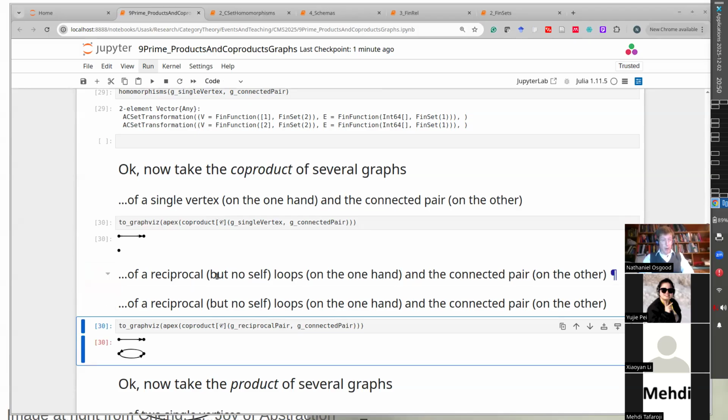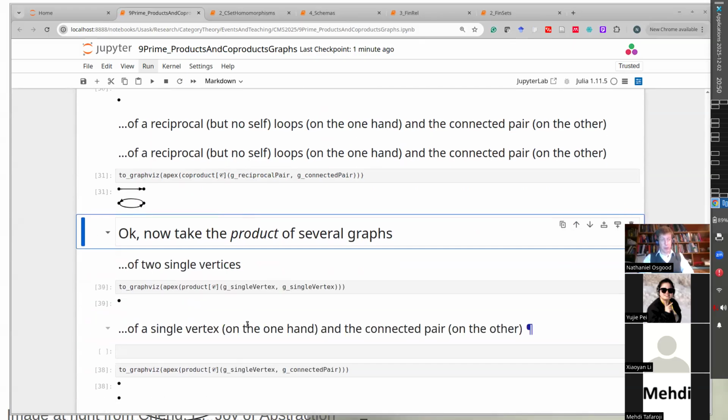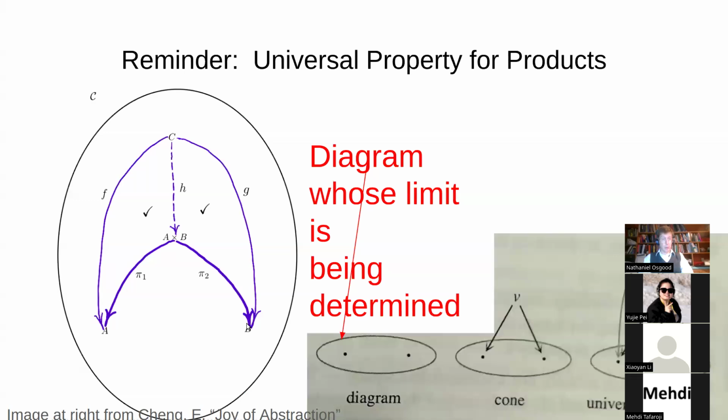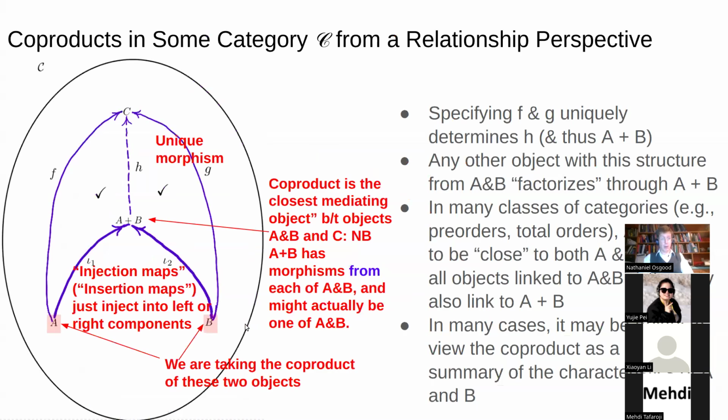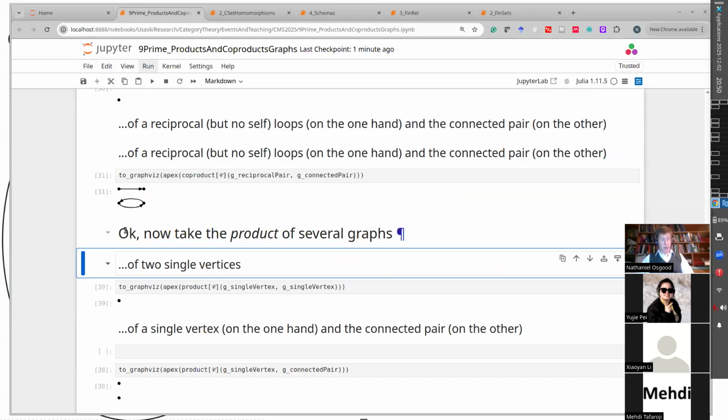And we could take a coproduct of a reciprocal pair and a connected pair, put them right next to each other, lay them out like cordwood. Okay, now let's do something different. So we've been talking about taking the coproduct of these things next to each other. It is A or it is B, your pick. There they are next to each other. These two, as it were, choices.